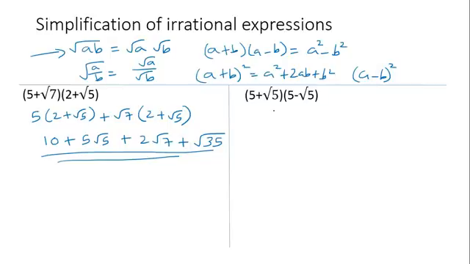Let's do one more problem. (5 plus root 5) into (5 minus root 5). You can identify that this is of the form (a plus b) into (a minus b). So you can write this as 5 squared minus root 5 squared.